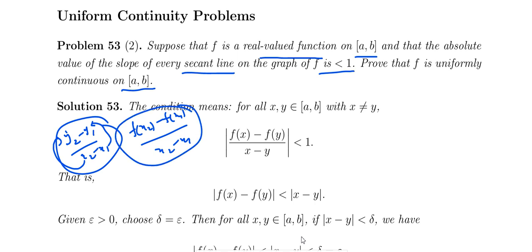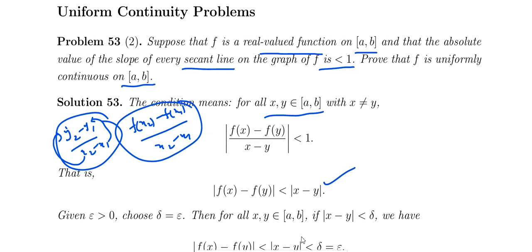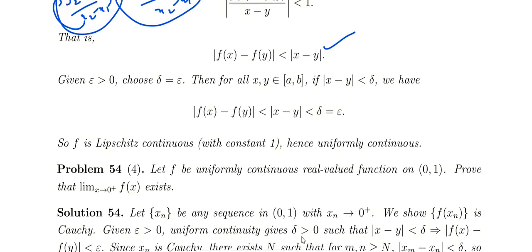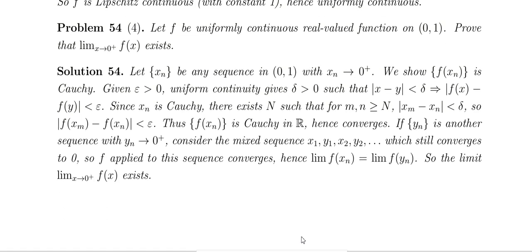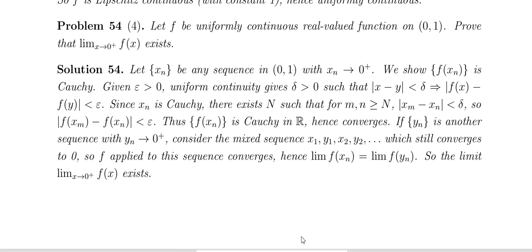So the slope of every secant line on the graph of f, for all x comma y belonging to a comma b, x not equal to y, that is, the absolute value of f of x minus f of y divided by x minus y is less than 1. If we cross multiply, that satisfies the Lipschitz condition. If the Lipschitz condition is satisfied, then the function is uniformly continuous. That is the idea. In the same way, let f be a real valued function on 0 comma 1.